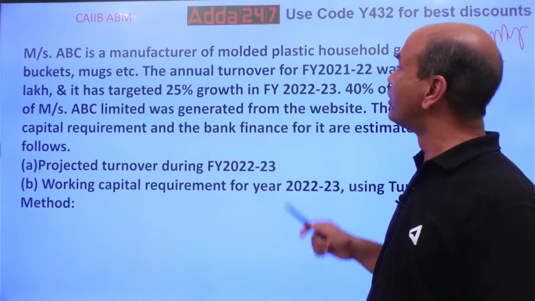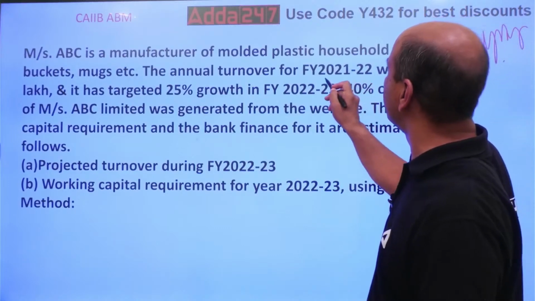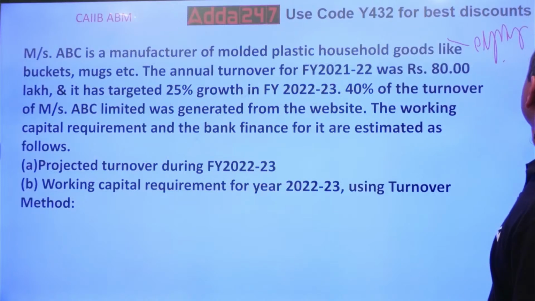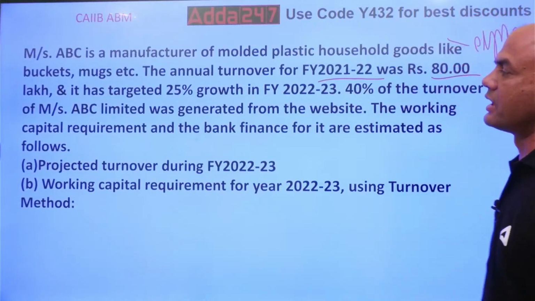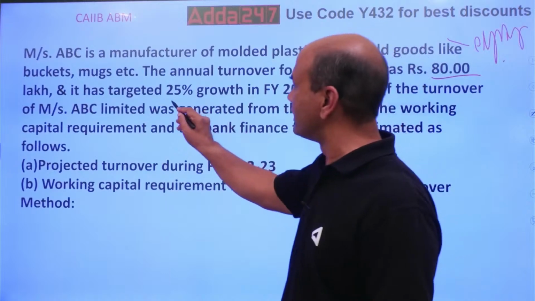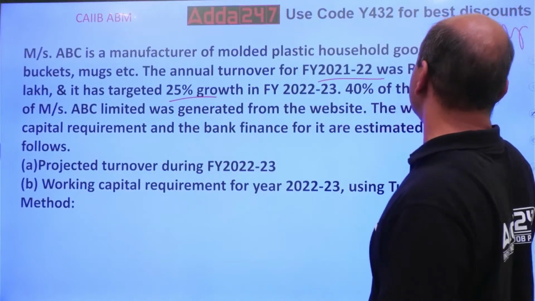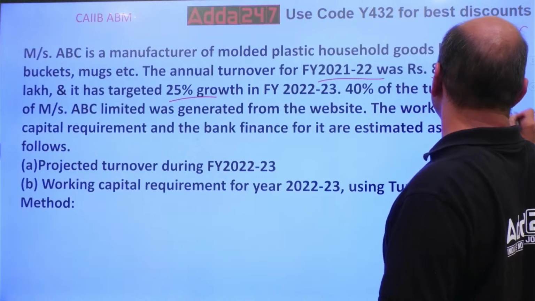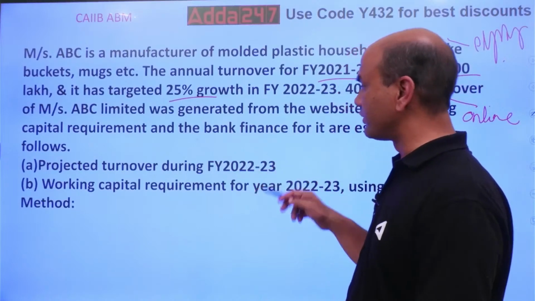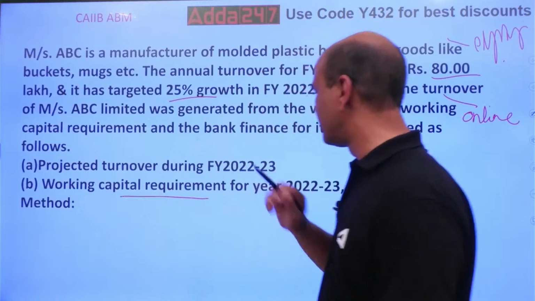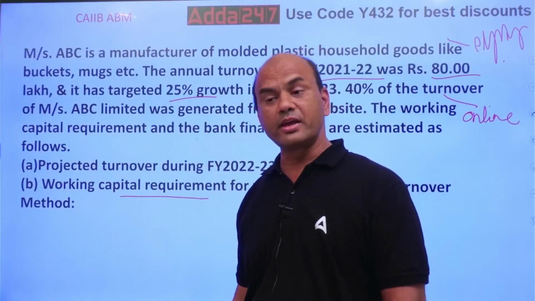So now look at this. ABC is the manufacturer of molded plastic household goods like buckets, mugs, etc. The annual turnover of FY 21-22 was 80 lakhs and it has targeted 25% growth. So next year they are targeting 25%. 40% of the turnover is through online, so this is online payment. Now you have to calculate two things: the projected turnover and the working capital requirement. Projected turnover is very easy. Working capital requirement is difficult.